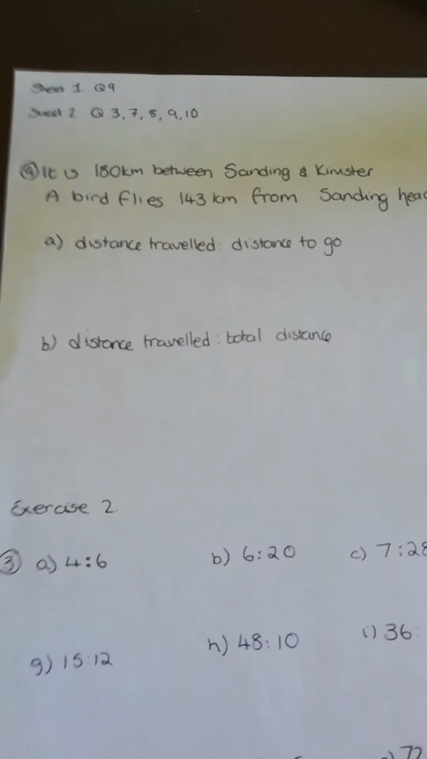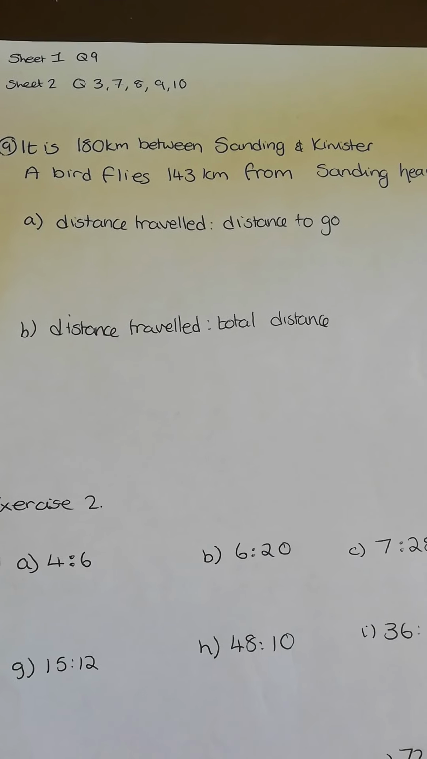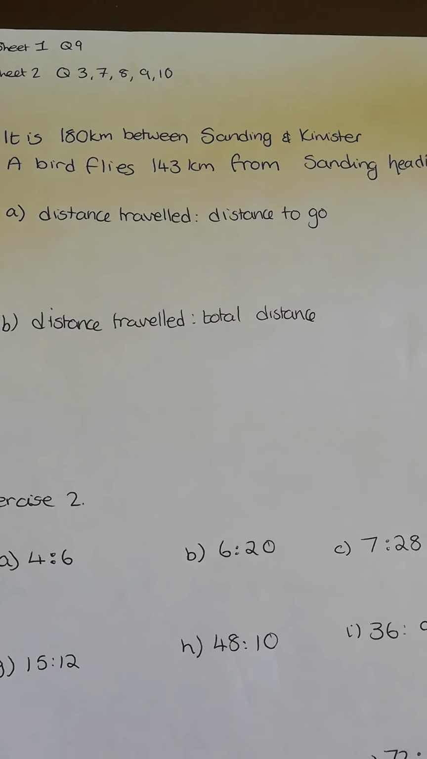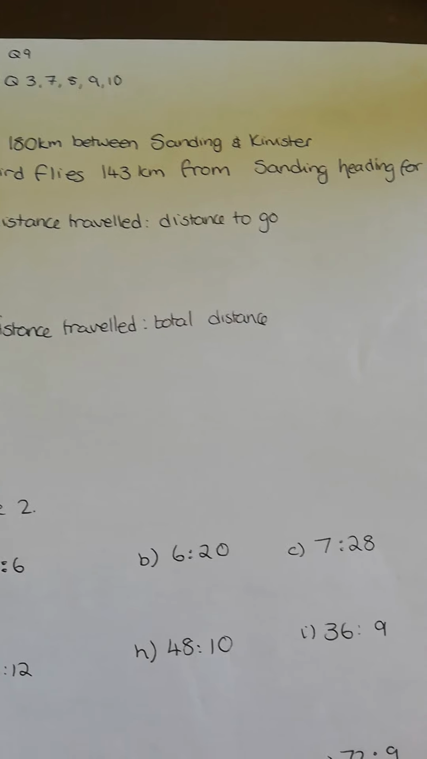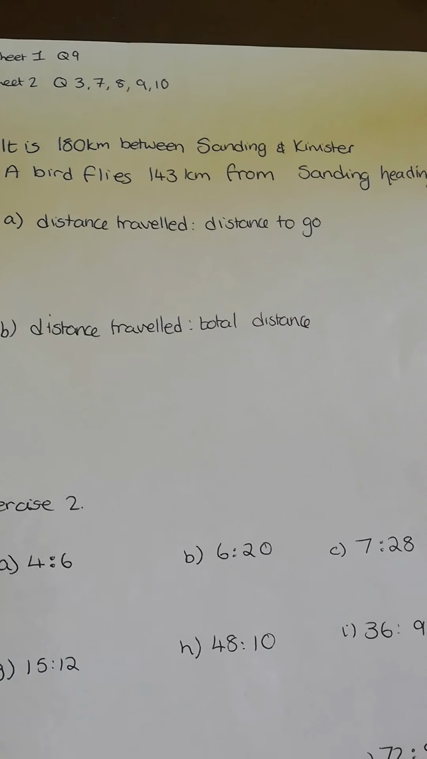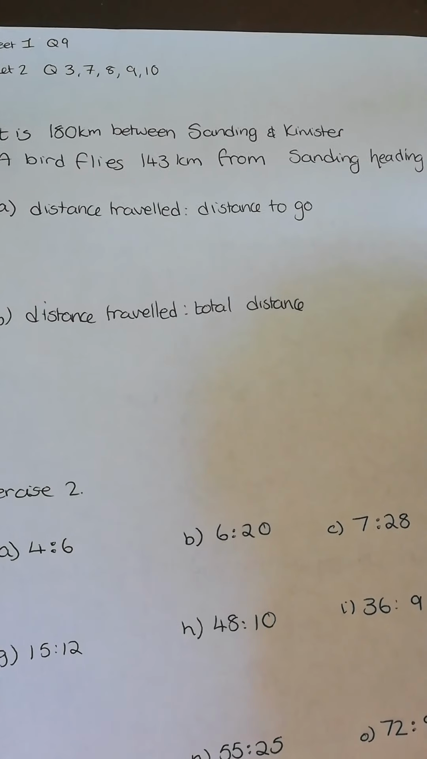Okay, so when we're looking at ratios, we're going to look at a few different questions here. So, question 9 on the first exercise. It's 180 kilometres between Sanding and Kinister. A bird flies 143 kilometres from Sanding heading for Kinister. And we have to find, first of all, the distance travelled in ratio with the distance to go.